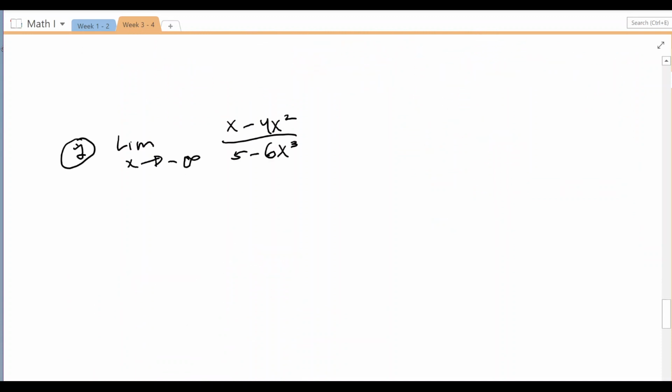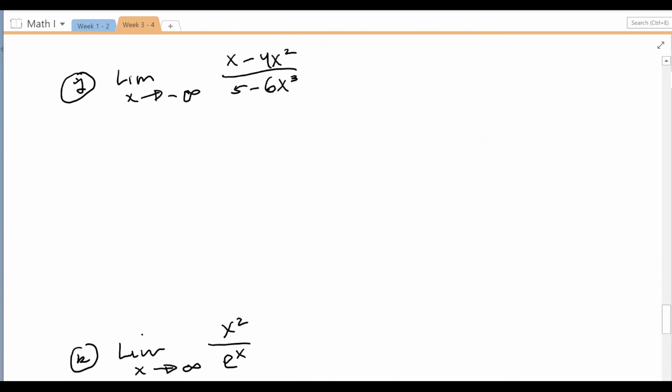Okay, next problem. What's the limit of x minus 4x squared over 5 minus 6x cubed? Again, if we do direct substitution, you will get infinity over infinity, so this is improper. So we are allowed to take L'Hopital's rule.